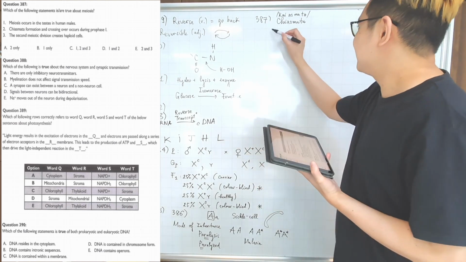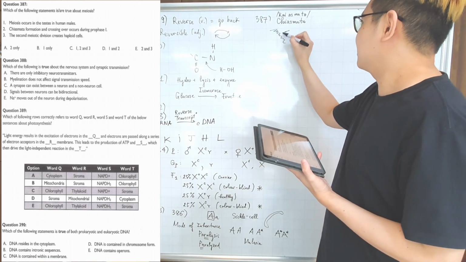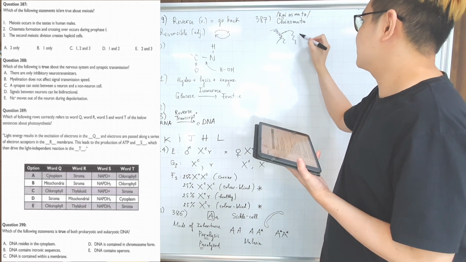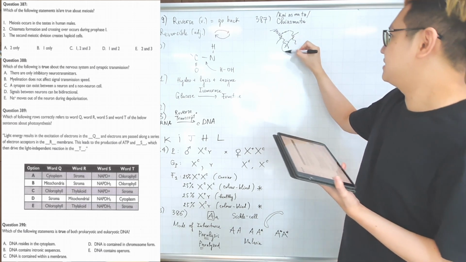Yes, when the two chromosomes cross over, this is chiasmata.